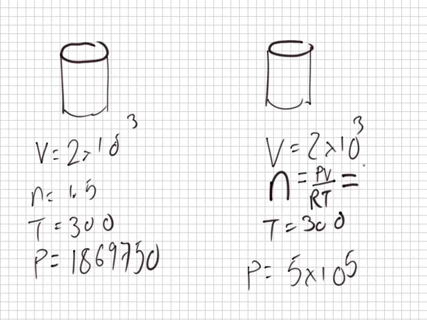400.9 times 10 to the 3. No, it has to be smaller than the number it was previously, which is 1.5. R is a constant, 8.31. You know this from chemistry too. 401123.